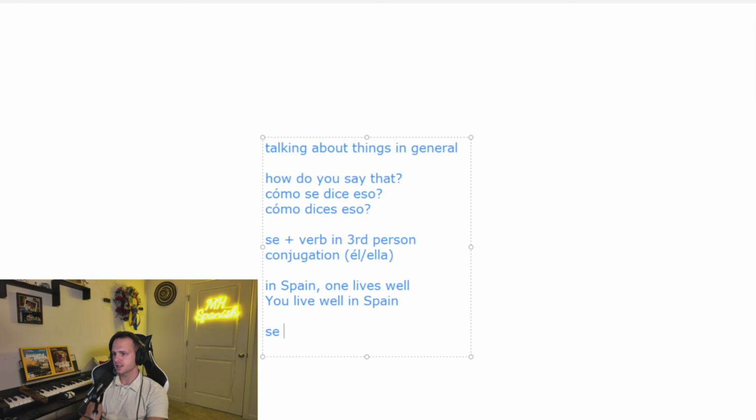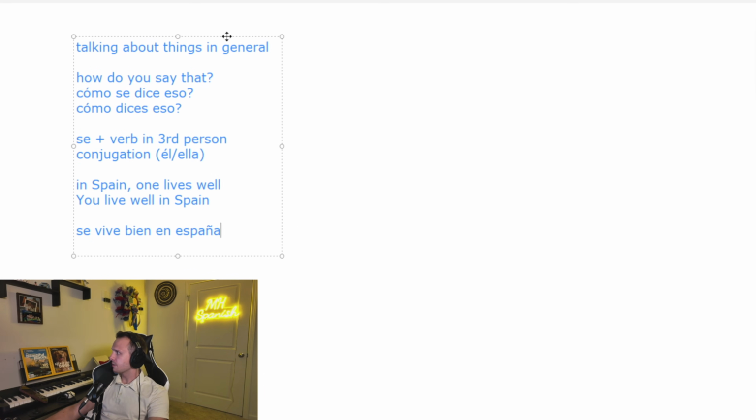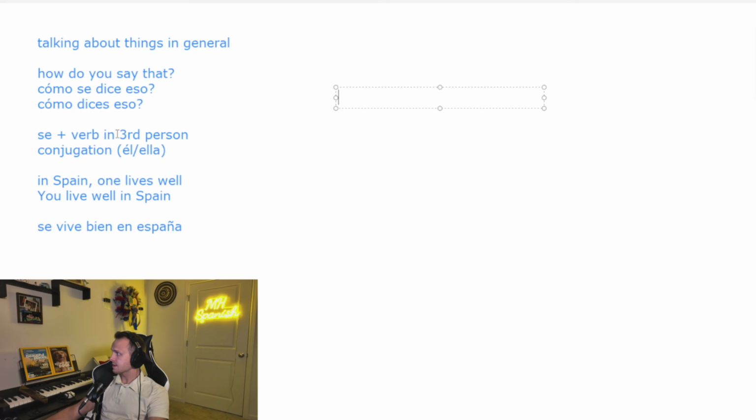So all you got to do is put se here, put the word for lives, which is the verb vivir, in the third person. Se vive bien en España. So you'll start noticing different examples like this, just with different verbs.